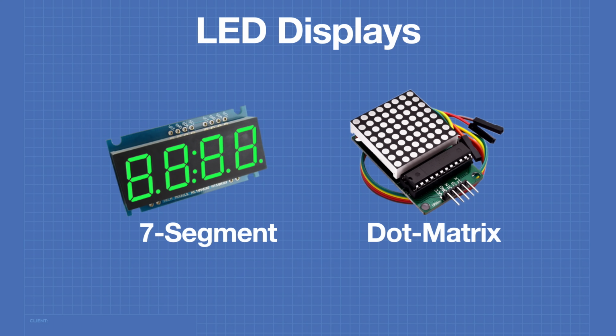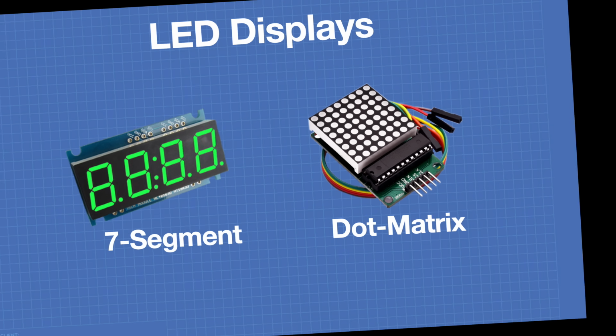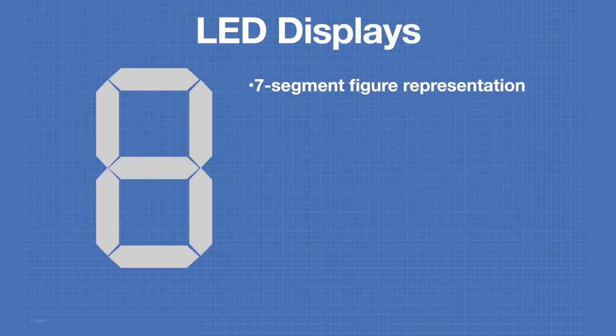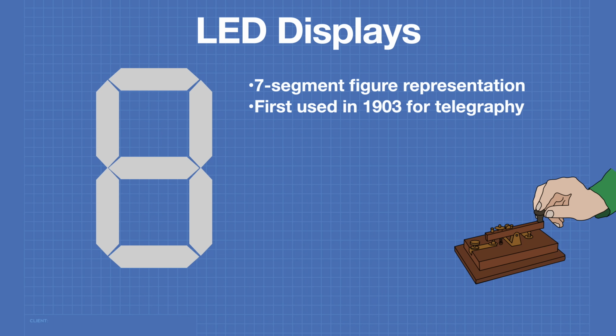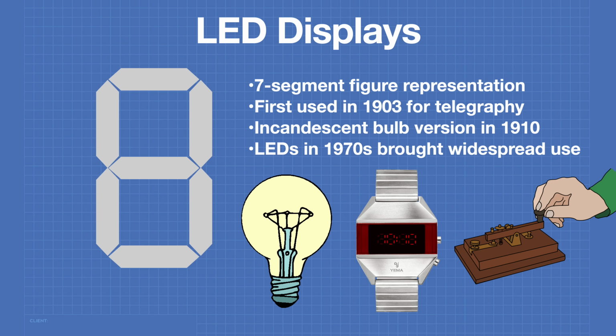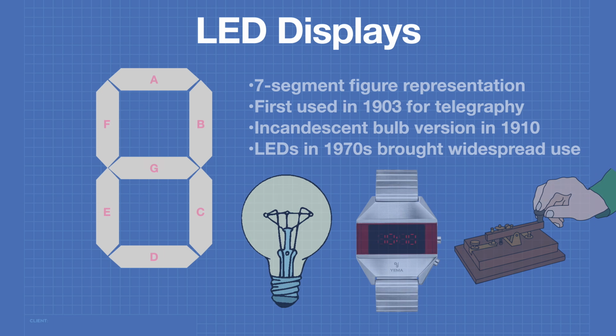Today we'll be working with two different types of LED displays, the 7-segment display and the dot matrix display. We'll begin with the 7-segment display. The 7-segment figure representation of numbers has been around for quite some time. In 1903, it was used for telegraphy, with telegraph signals transmitting the individual segments of the display. By 1910, there were 7-segment displays in operation that used incandescent bulbs. But it wasn't until the 1970s that 7-segment displays became commonplace thanks to the use of LEDs.